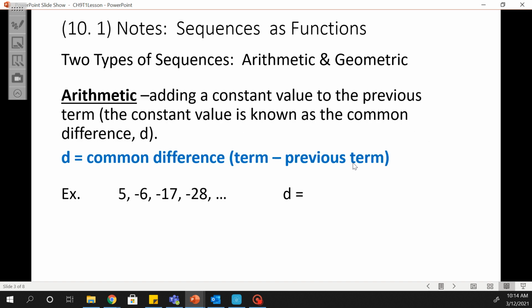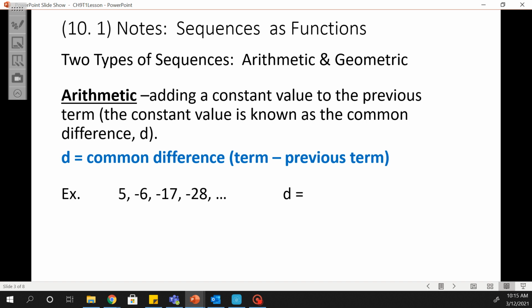Now, we are going to be looking at two different types of sequences today, arithmetic and geometric. These are not the only two types of sequences, but these are the only types that we will see. Arithmetic sequences are constructed by adding a constant value to the previous term to get the next term. This constant value is known as the common difference, and is represented with the letter D.